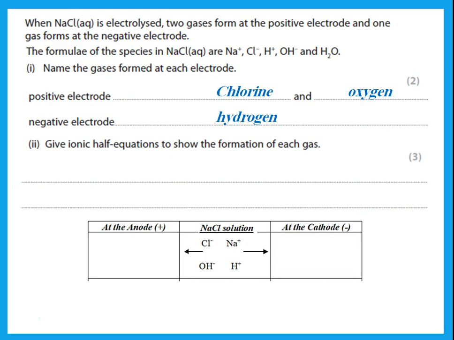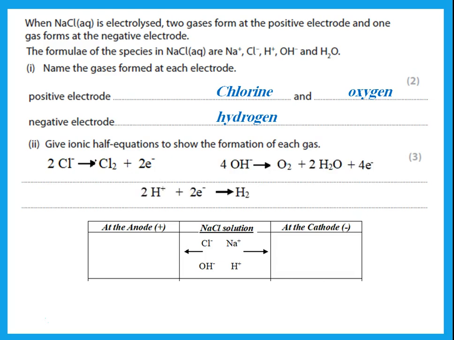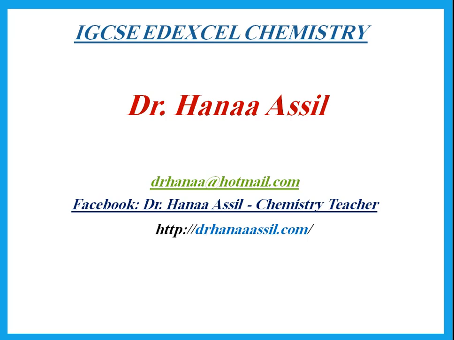Give ionic half equations to show the formation of each gas. So if we have chloride ions reacting, this is the half equation that you have. Hydroxide ions reacting, this is the half equation. Hydrogen ions reacting, this is the half equation. So you need to sit down and study all of this. Study this hard and try the questions in your PDF version of the chapterized questions, and then take a look at the next video in order to see the correct answers to these questions.